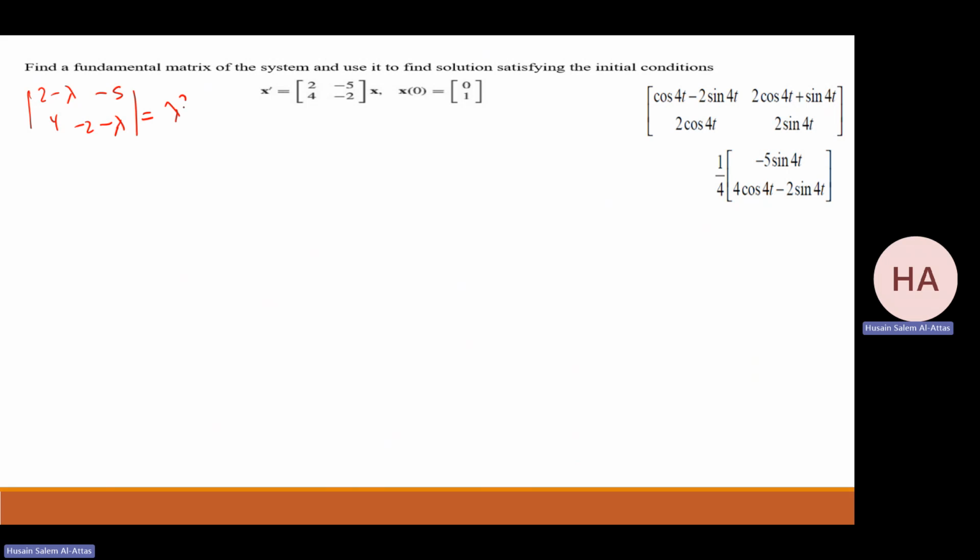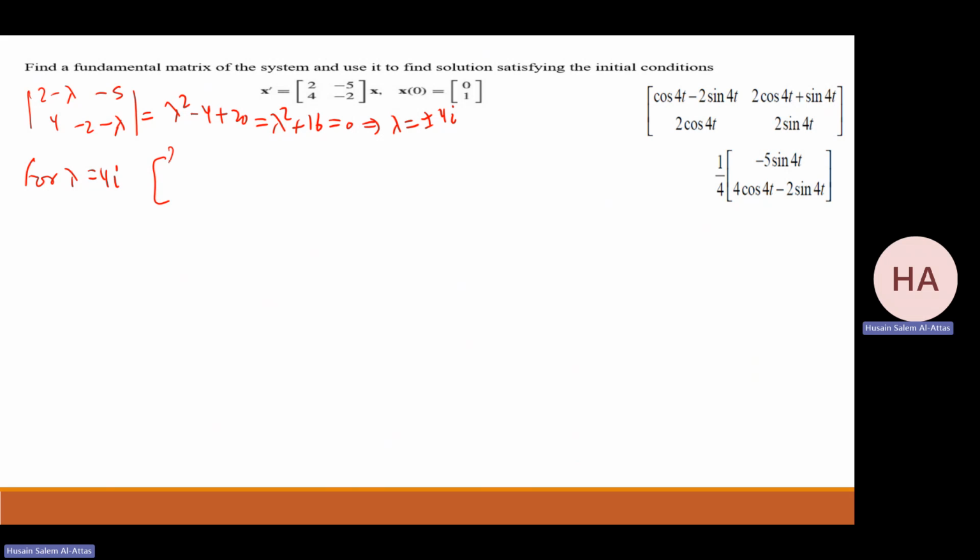Lambda squared, minus 2 lambda minus 2 lambda, minus 4 plus 20. That will be lambda squared plus 16. So lambda equals plus or minus 4i. Now I deal with the positive one, 4i, not minus 4i. I'll work with 4i because this is a formula, so we need to follow it.